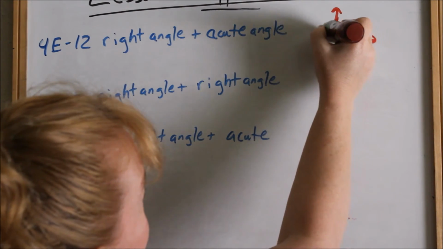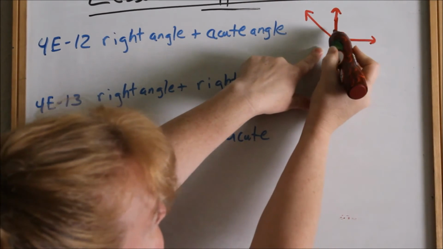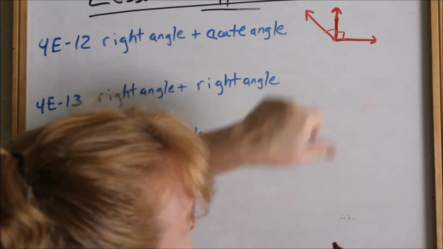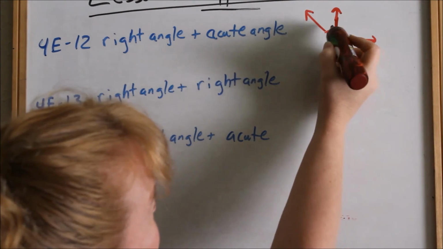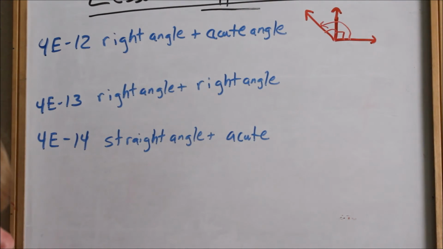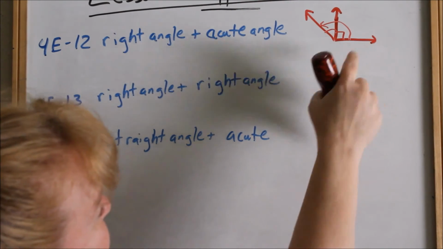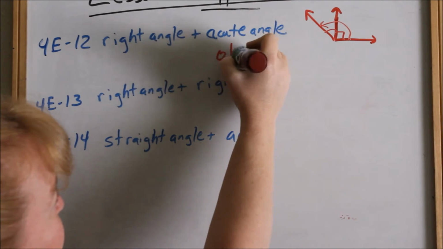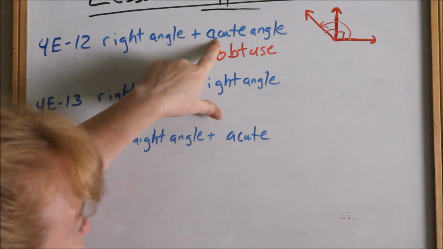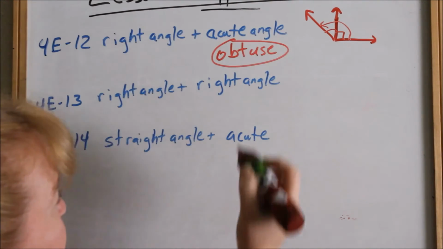So now here is my 90 degrees, and then there is my acute angle that I'm adding on. Now putting both of those together, what kind of angle have we made? All together, that angle would be an obtuse angle. All the way from this line up to here, we have formed an obtuse angle. So taking 90 degrees plus something smaller than 90 would be less than 180, and we've created an obtuse angle.